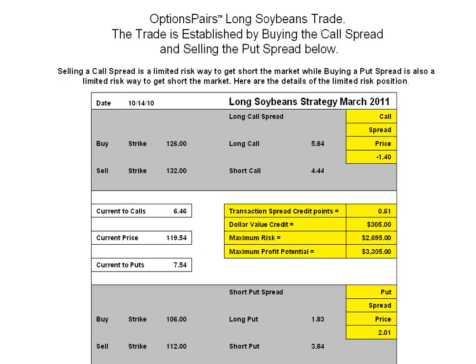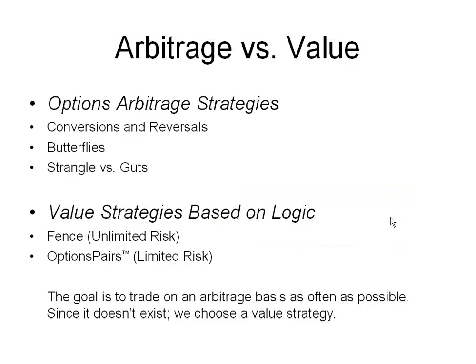Soybeans has a similar advantage of $305 on this example for a $3,000 spread. Again, in soybeans, we're going to buy the call spread, the 126, 132. We're going to sell the put spread, the 112, 106, and we're going to create that advantage. We're going to look at why this makes sense.